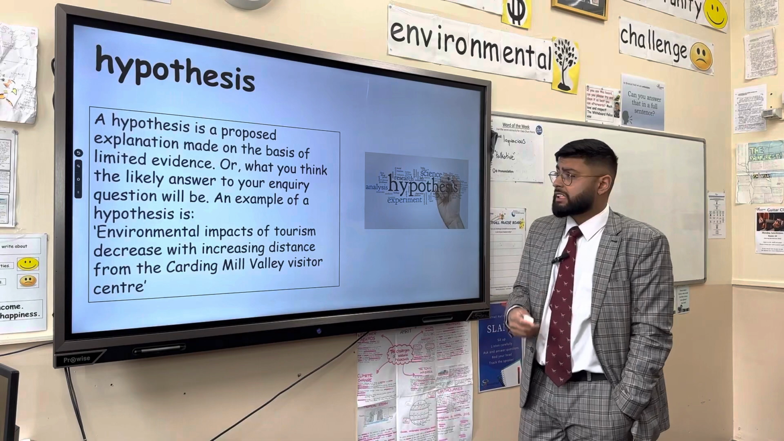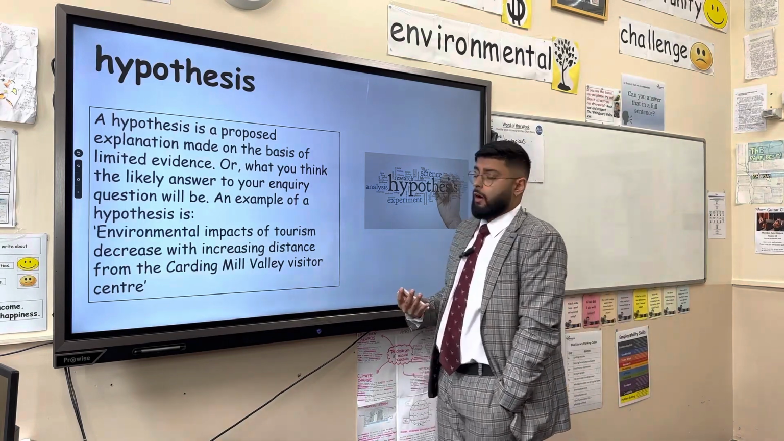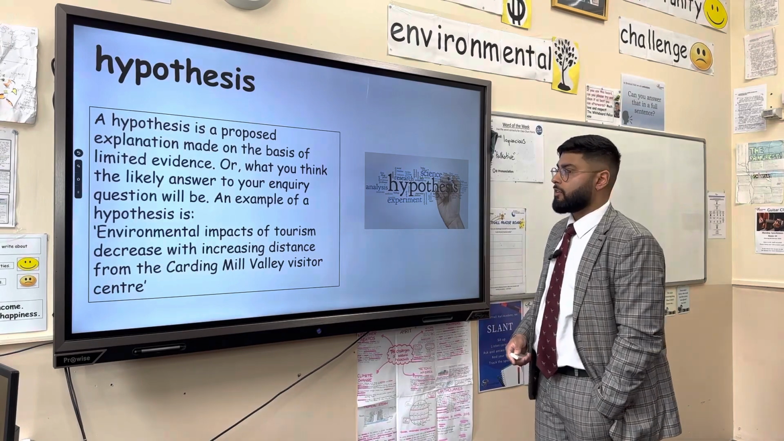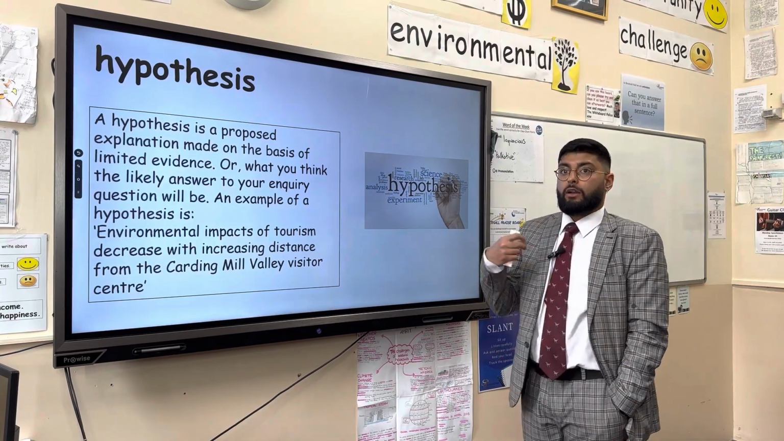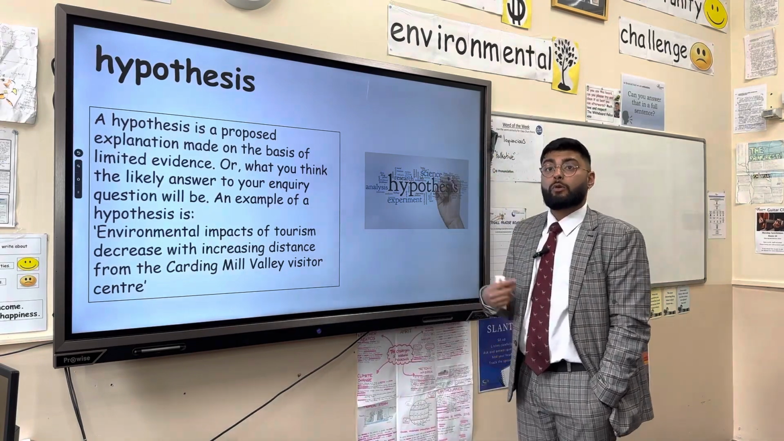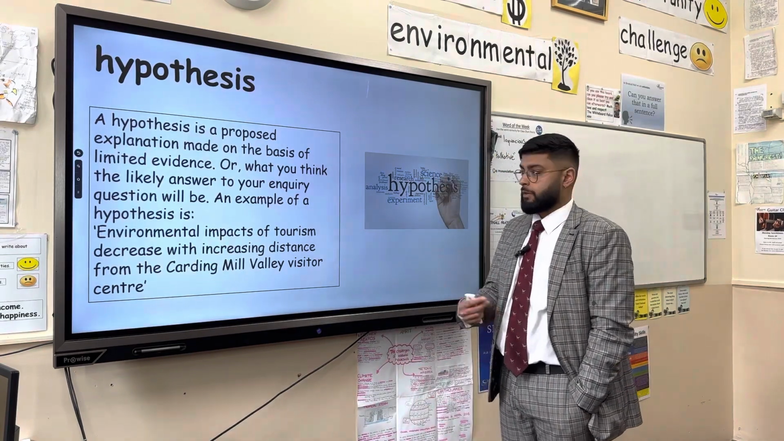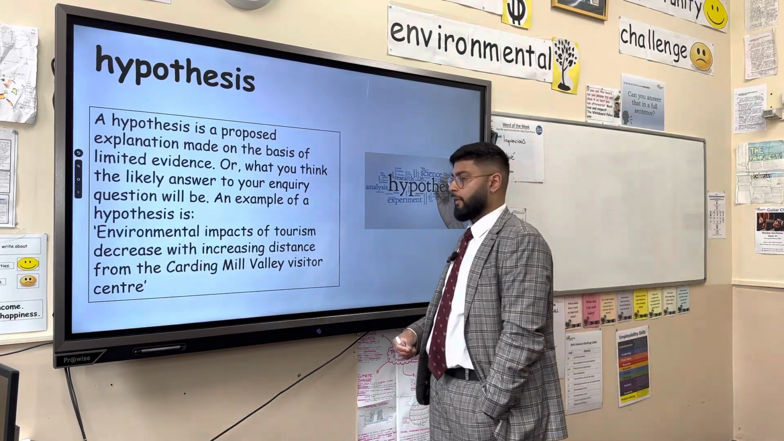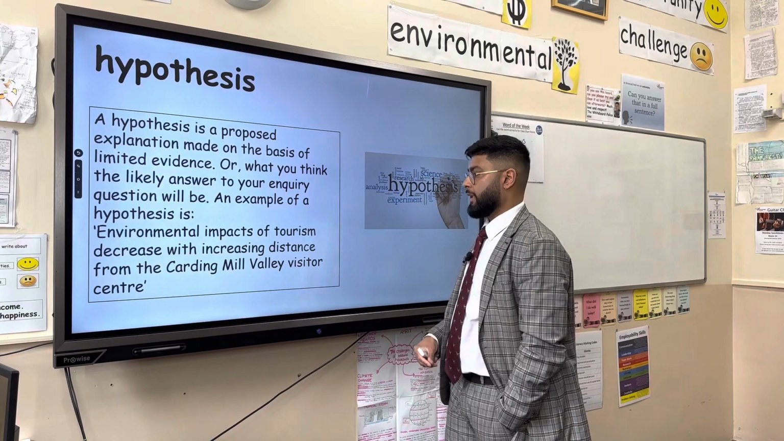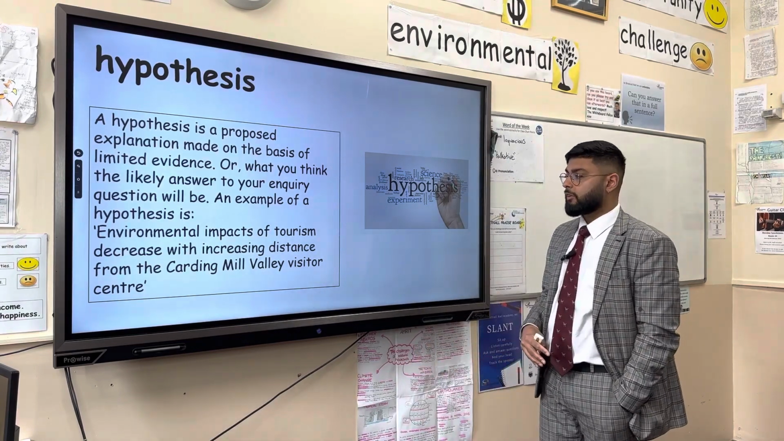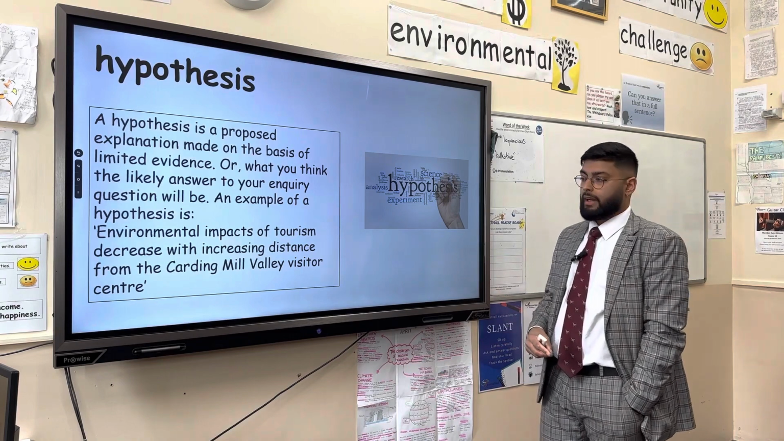Then a hypothesis, that's a proposed explanation on the basis of limited evidence. So the limited evidence that we had going to Cardamel Valley. I like to think of a hypothesis as a prediction, whereas an inquiry question is just that, it's a question. So with a hypothesis, a key difference is we are predicting exactly what the outcome of our inquiry will be. So an example here: environmental impacts of tourism decrease with increasing distance from the Cardamel Valley Visitor Centre.